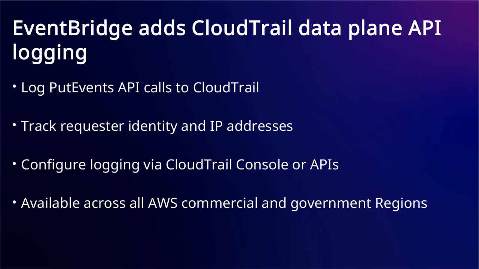You can track requester identity and IP addresses for each API call, enabling you to identify who sent events and when. You configure logging via the CloudTrail console or APIs by enabling it on your event bus. This capability is available across all AWS commercial and government regions, giving you consistent audit capabilities regardless of where your event buses run.